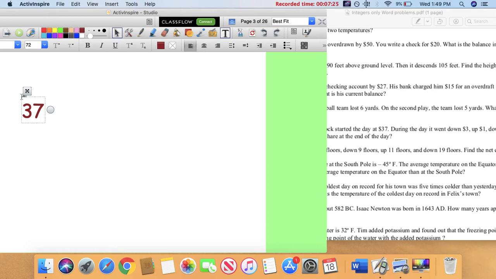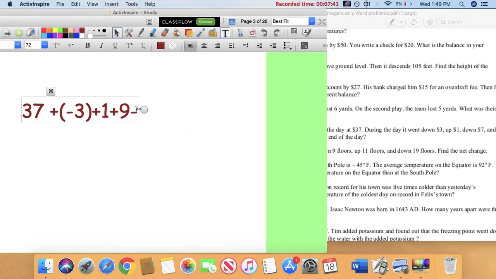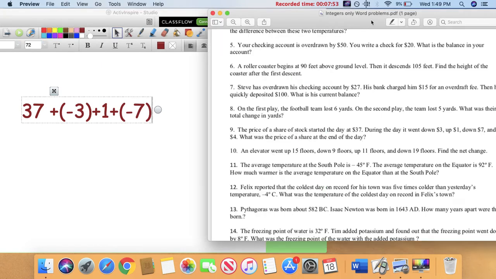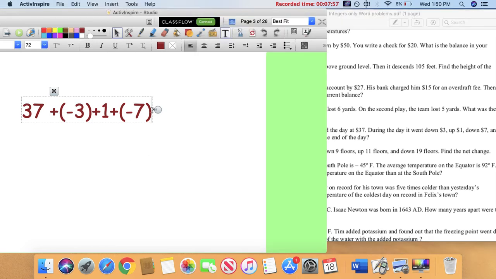Stock market. So I bought something for $37, and the price of it goes up and down during the day. So it was at 37, plus it went down, so I'm going to write negative 3, plus it went up 1, so I'm going to use the positive integer, and then plus it went down 7, which means I should have written negative 7 over here. And then on top of it, it went up 4.